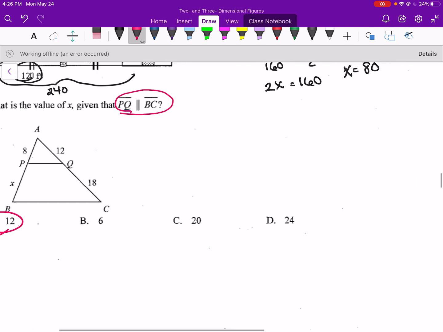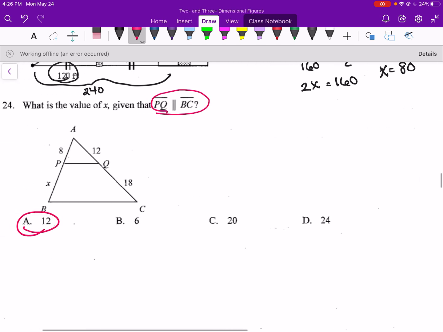And it said if two lines are parallel, that it splits those transversals, the two sides of the triangle, into proportional sides. So on the left side, the bottom over the top parts is equal in the same ratio as the bottom over the top parts of the right one. And if we cross multiply, 64, 44, divide both sides by 12, we get x equals 12.